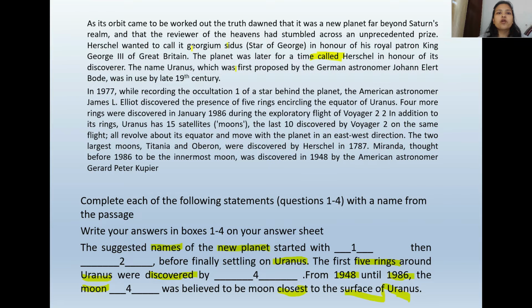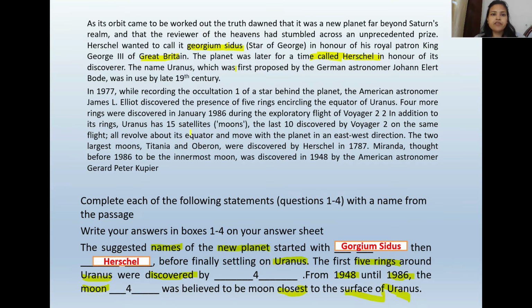Herschel wanted to call it Georgium Sidus in honor of his royal patron King George III of Great Britain. Firstly it was given the name Georgium Sidus. The planet was later for a time called Herschel, in honor of its discoverer. The name Uranus, which was first proposed by German astronomer Johann Elert Bode, was in use by the late nineteenth century, before finally settling on Uranus.